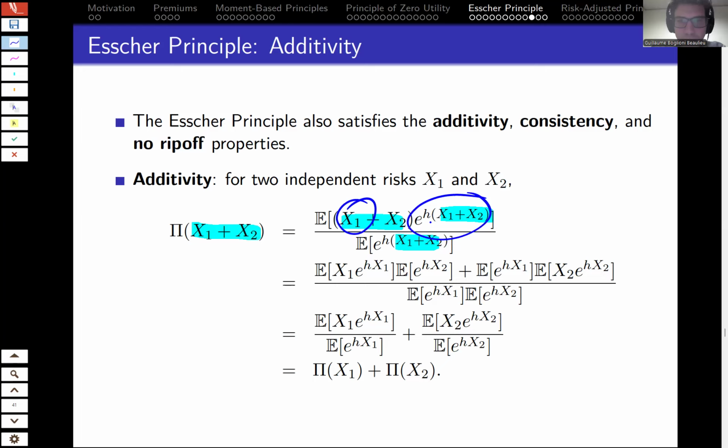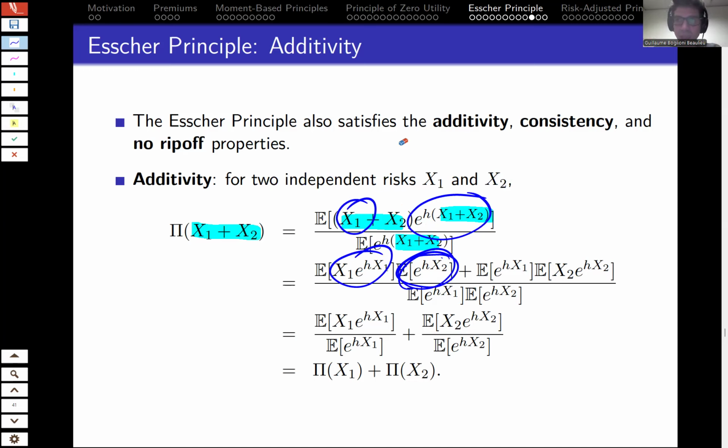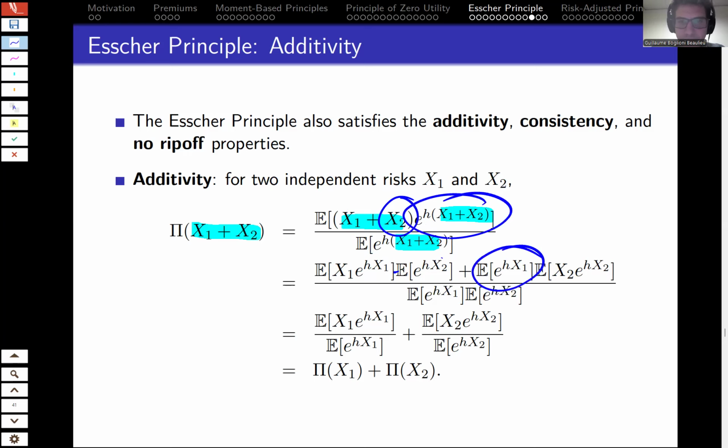Well, the x1 times e to the h x1, this is here, but then this is times e to the h x2. But e to the h x2, because x1 and x2 are independent, you can take that the expected value of the product is the product of the expected values. This is why this is separate here. E of blah, blah, blah times E of this. On the other side, it's going to be exactly the same thing. X2 times, well, this, the e to the h x1, you put it outside, and then you're left with E of x2 e to the h x2.